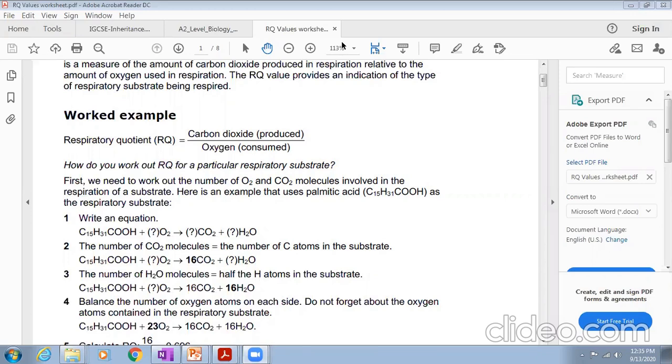To which category does this belong? What do you mean, 0.7 category? To which respiratory substrate category does this belong? For the lipids, right? Yes, lipids. Okay, good.